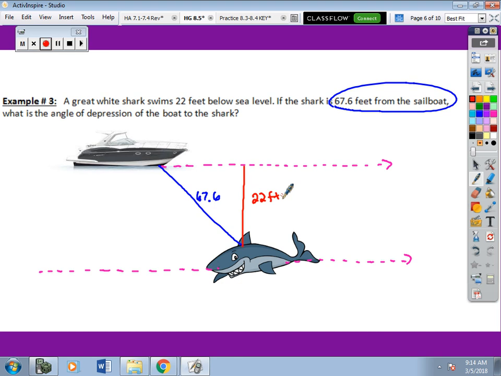What is the angle of depression of the boat to the shark? So depression goes from a horizontal line down to a line of sight. So it would go from here down. Now, this depression actually falls inside my triangle the way I drew it. That's why I said it usually falls outside. It would fall outside had I drawn the 22 here, right? That angle would be outside of the shape. But this time we decided to draw it that way. So we'll put an X there.